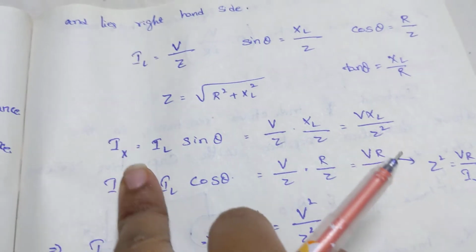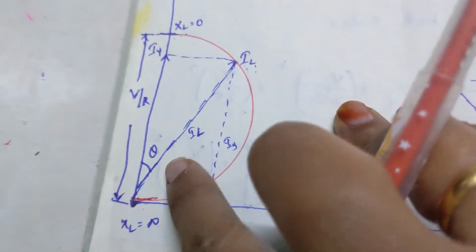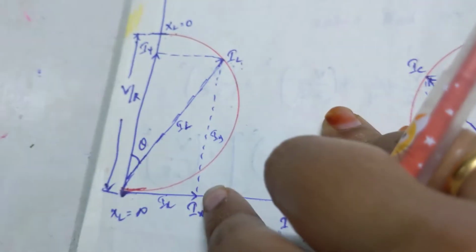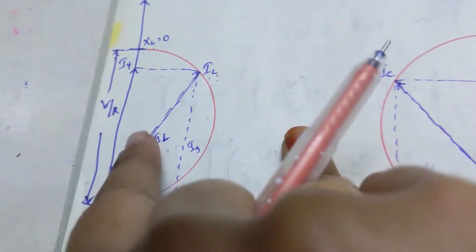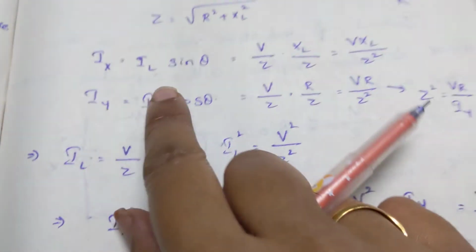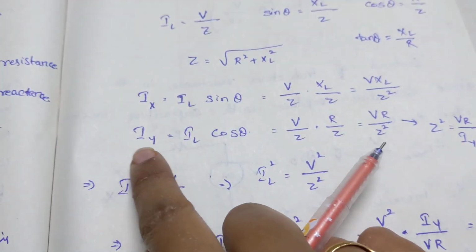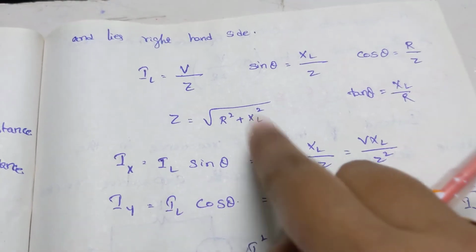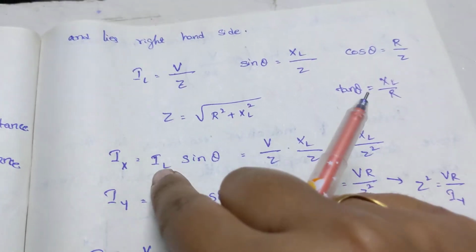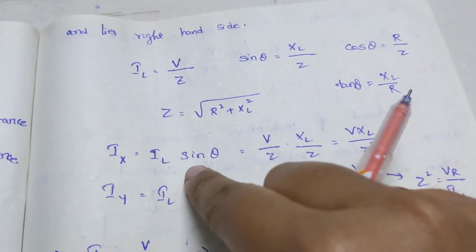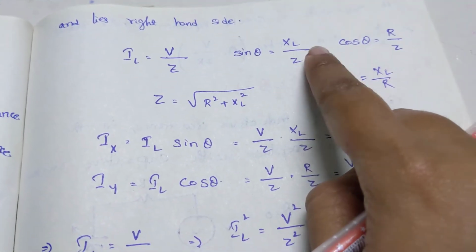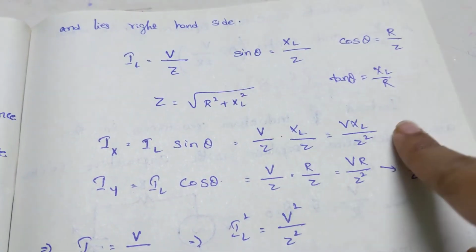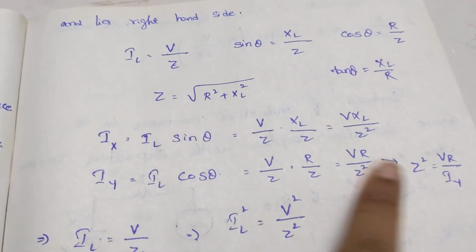From this, the projections give the value of IX and IY. So IX is nothing but IL sin theta, and IY is nothing but IL cos theta. In place of IL I can replace V by Z, and in place of sin theta I can replace X divided by Z, XL divided by Z. In a similar fashion, IY also I can find out.